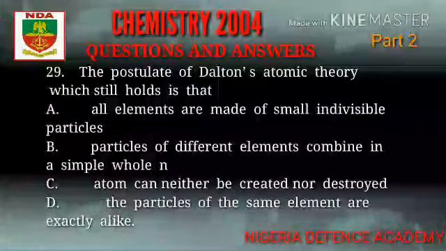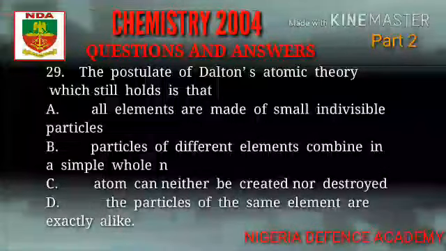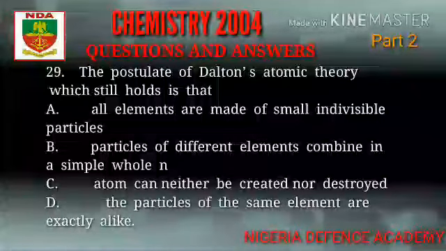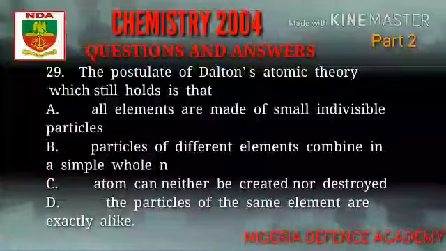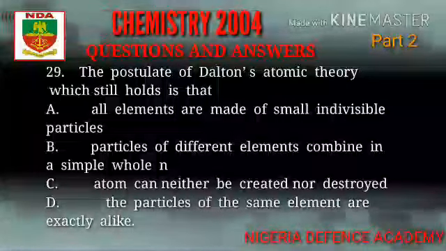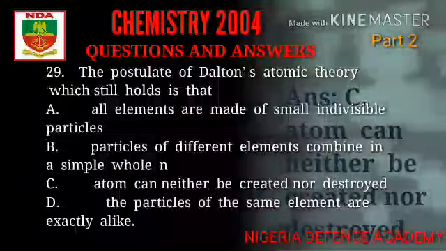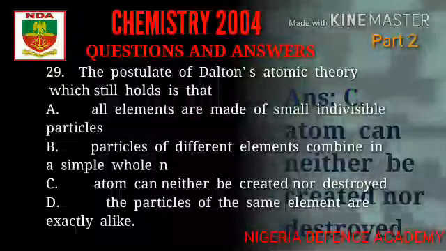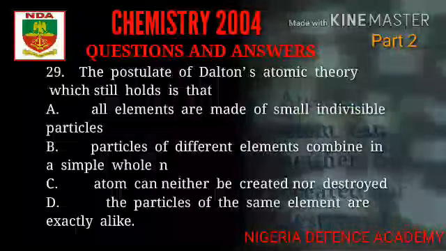Question number 29. The postulate of Dalton's atomic theory which still holds is that dash. Option A, all elements are made up of small indivisible particles. Option B, particles of different elements combine in a simple whole number ratio. Option C, atoms can neither be created nor destroyed. Option D, the particles of the same element are exactly alike. Which of these options is the right answer? Well, I think the right answer here is option C, atoms can neither be created nor destroyed.